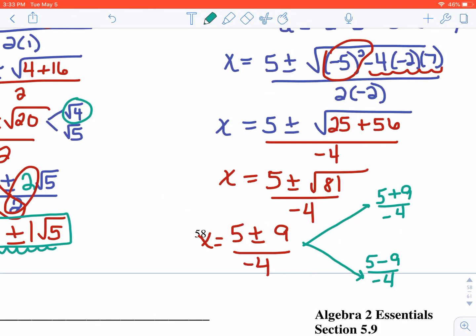We have numbers. We can add numbers together. When I add the top, 5 plus 9 is 14 divided by negative 4. That reduces, so take 14 divided by negative 4, we get negative 7 divided by 2, or negative 3.5. But I want you to try and think of fractions now. We're at the end of the year. We're going to be keeping things as fractions. So negative 7 divided by 2. The next one, we have 5 minus 9, which is negative 4, divided by negative 4. That makes negative 1. So finally, we have two answers, negative 7 halves and negative 1.